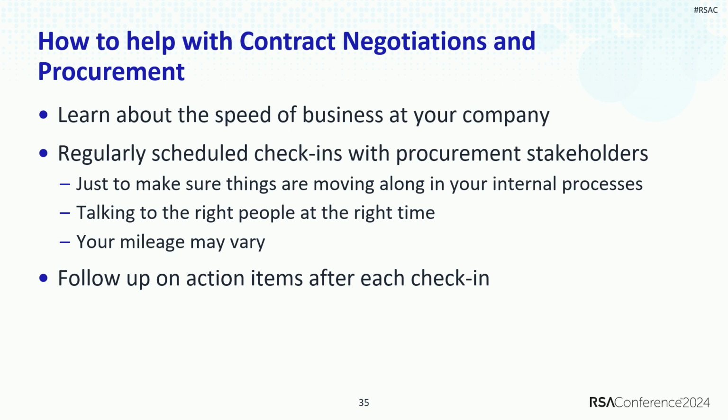So regularly scheduled check-ins with your procurement stakeholders are going to be really important here, because some things might fall through the cracks, and sometimes there are some reviews that you must have done that you did not do. Therefore, you have to make sure that you're doing everything in your court and then pass it on to them. So, just to make sure that things are moving along in your internal processes, you also want to have a checklist of sorts and to follow up with them.